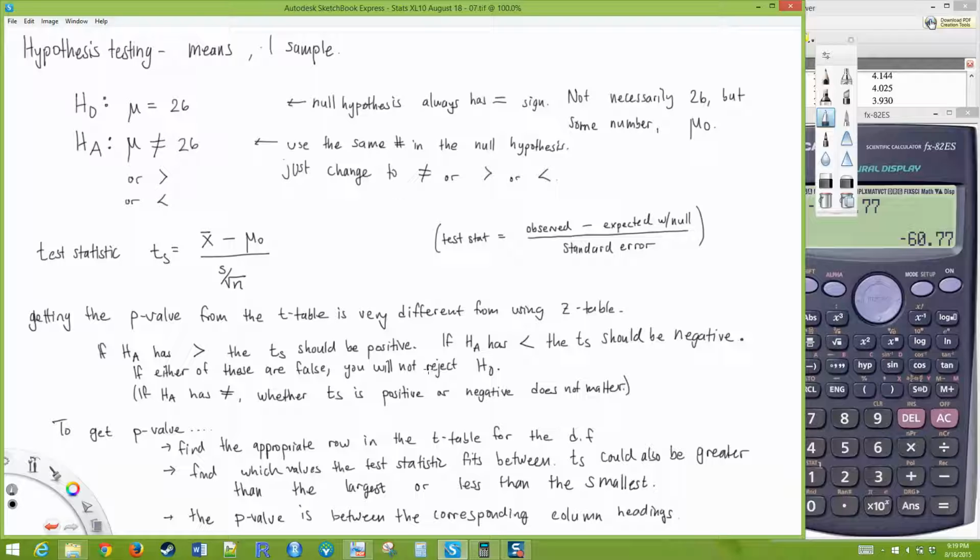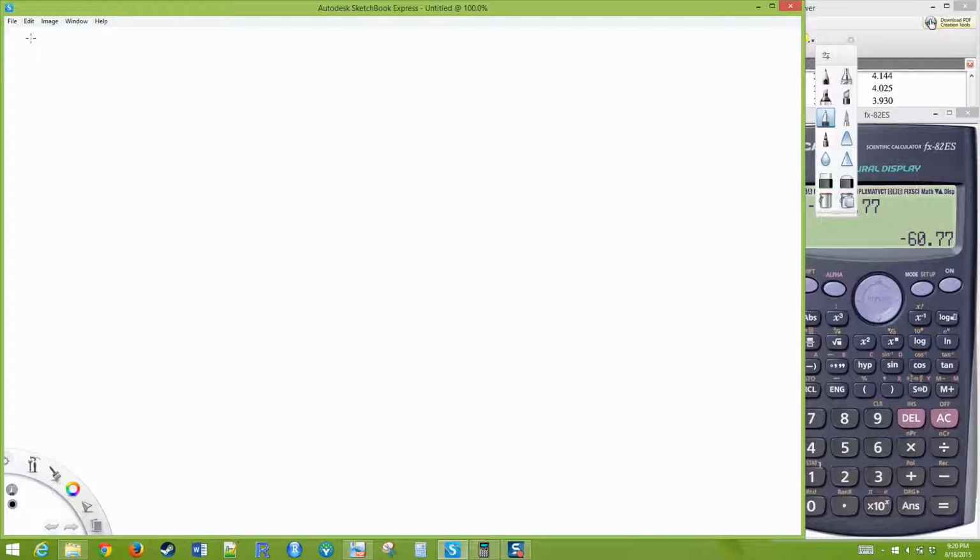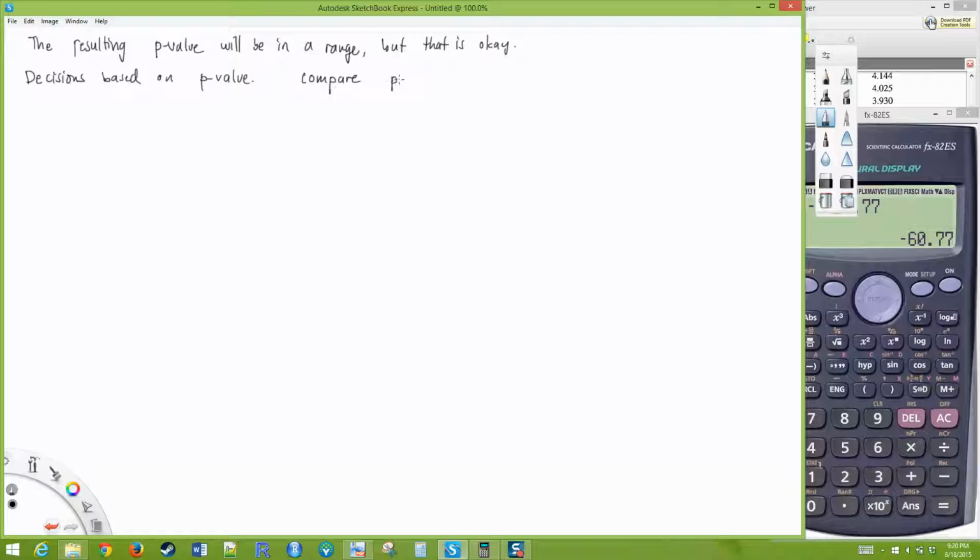All right, so I'm going to flip to the next slide. Your resulting p-value will be in a range, but that's okay. You still make the same types of decisions based on the p-value. Specifically, compare the p-value to alpha, which is stated in the problem or assumed to be 0.05.